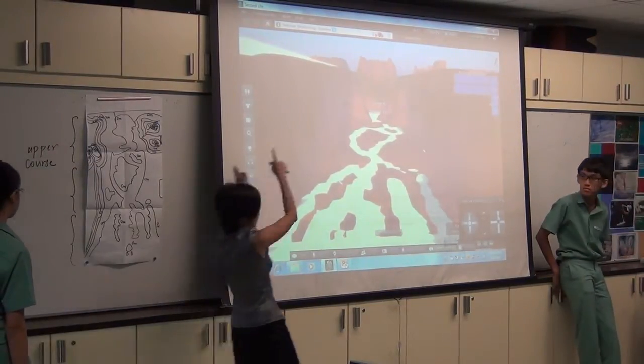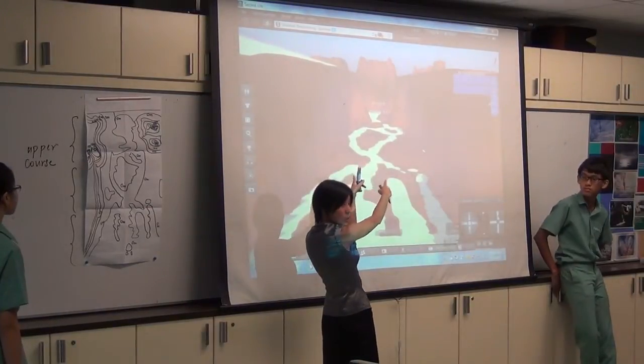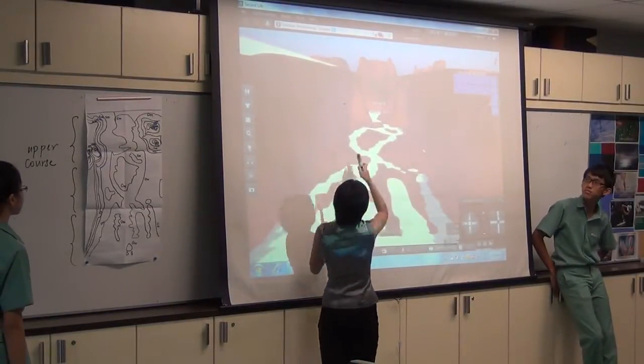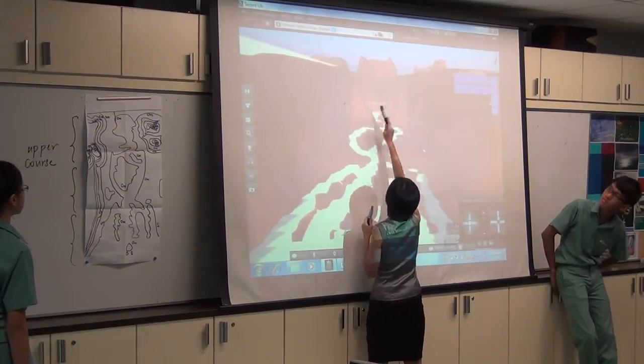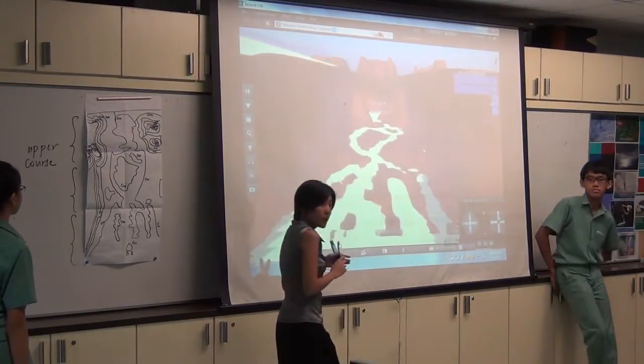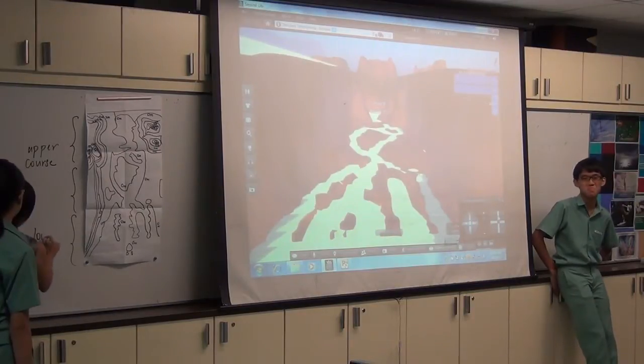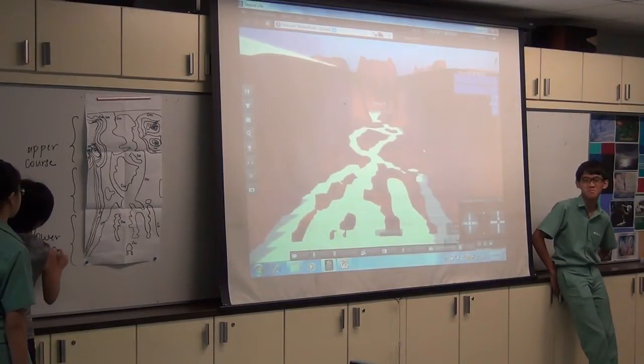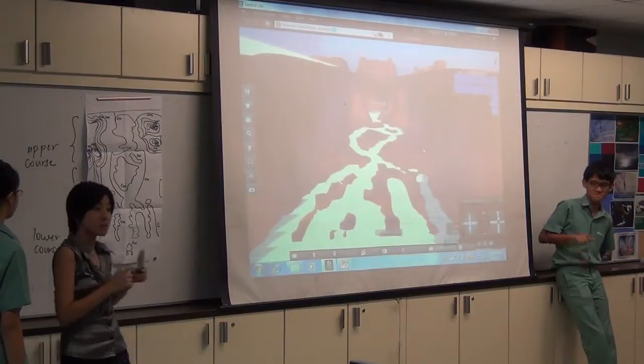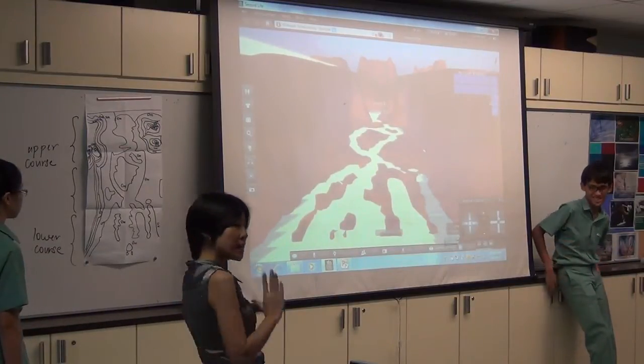Does it make sense if we go back to the 3D diagram? Is that what it's showing? Can you see all the peaks, all the mountainous areas are at the upper course? And then what do you see at the lower course? Do you see a lot of peaks, or do you see a lot of circular lines? More or less?